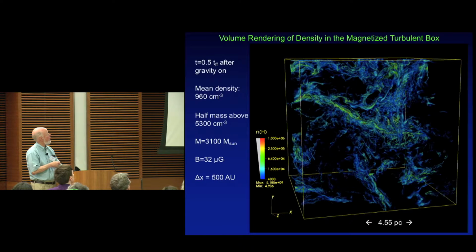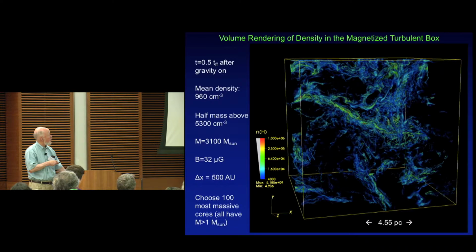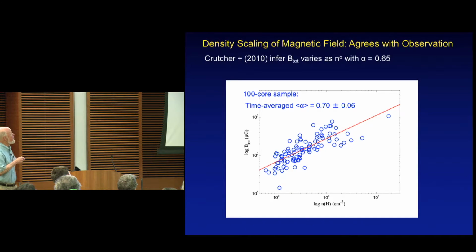So here's a picture after half a freefall time. The mean density is almost 1,000, but because of the turbulence, half the mass is at a density above 5,300. We have about 3,000 solar masses. The mean magnetic field is 32 microgauss, and the best resolution is 500 AU. We then chose the 100 most massive cores to analyze, and all of these have a mass bigger than 1 solar mass. Also, I should mention that the size of our simulation box is 4.5 parsecs.